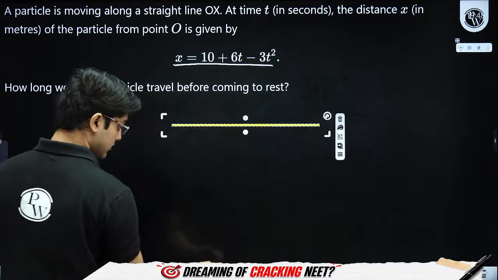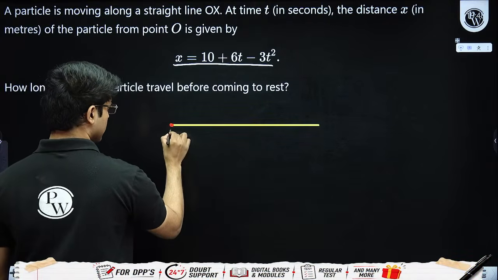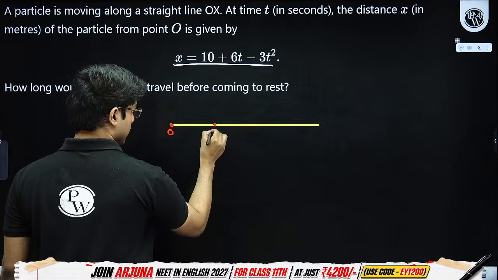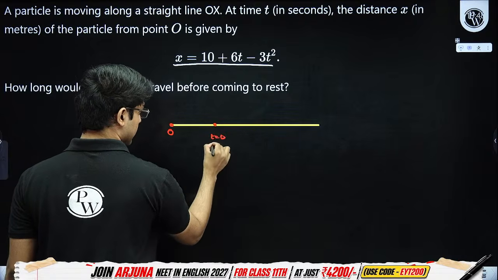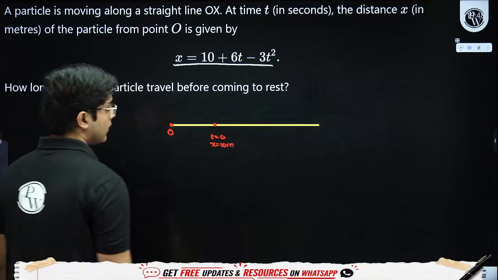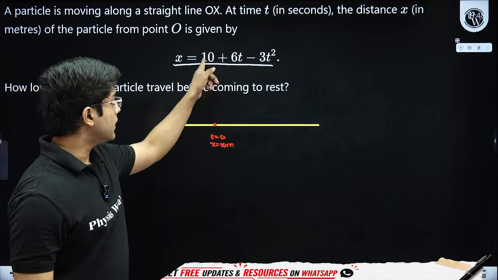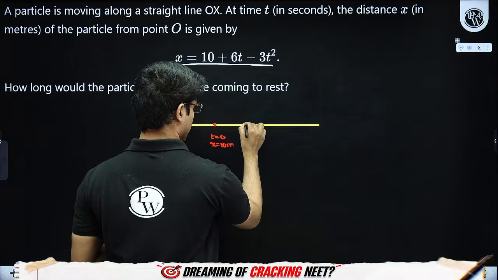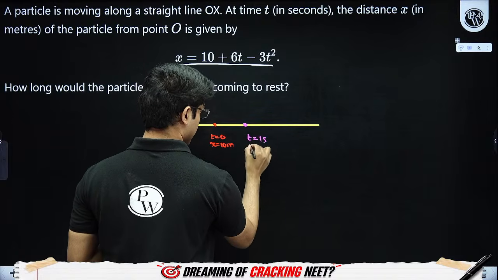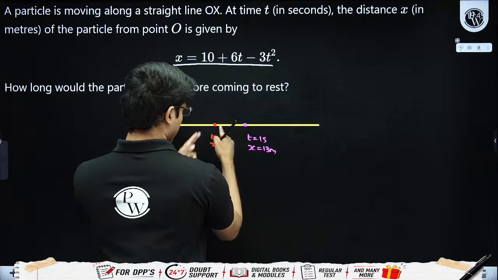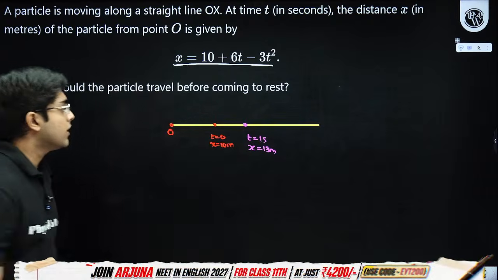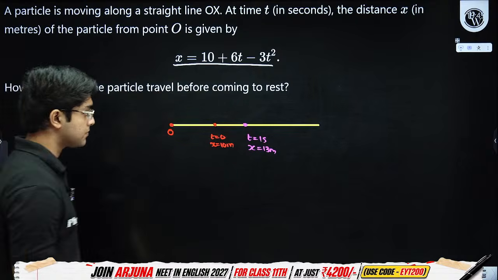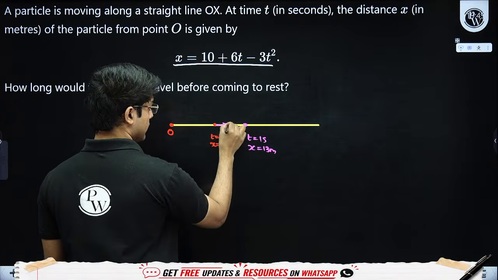So if this is the x-axis, take the origin here. At the start, t equal to 0, if you put it, you will get 10 meters. So at t equal to 0, the particle is at x equal to 10 meters. At t equal to 1 second, it will be 10 plus 6 minus 3, 13. At t equal to 1 second, the particle is at x equal to 13 meters. So this dot is moving to the right. So the question is, how long will the particle travel before coming to rest? It will start moving along the right.